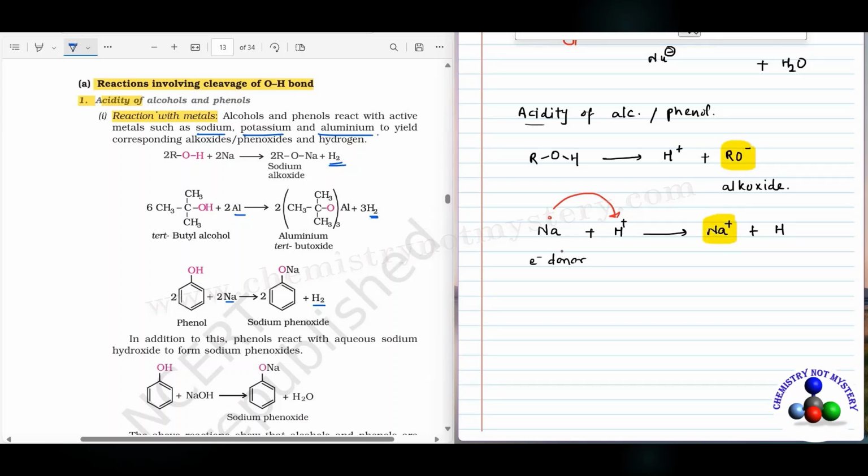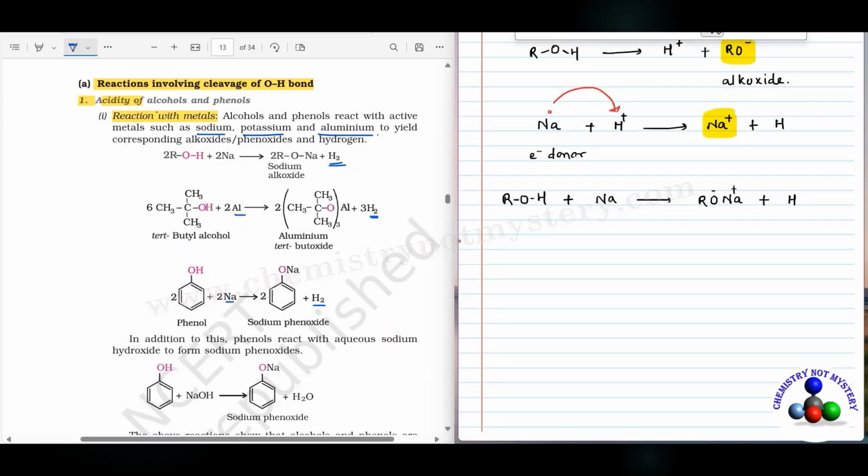Now let's write the reaction. So this is ROH. When it reacts with sodium, it will form RO negative, and this RO negative will combine with the Na positive, and hydrogen is removed. But because hydrogen cannot be removed in the form of atomic hydrogen, we have to take 2 moles of alcohol. To react with 2 moles of alcohol, 2 moles of sodium are required, and as a result 2 moles of sodium alkoxide will be formed, and then you will get 1 mole of hydrogen gas.